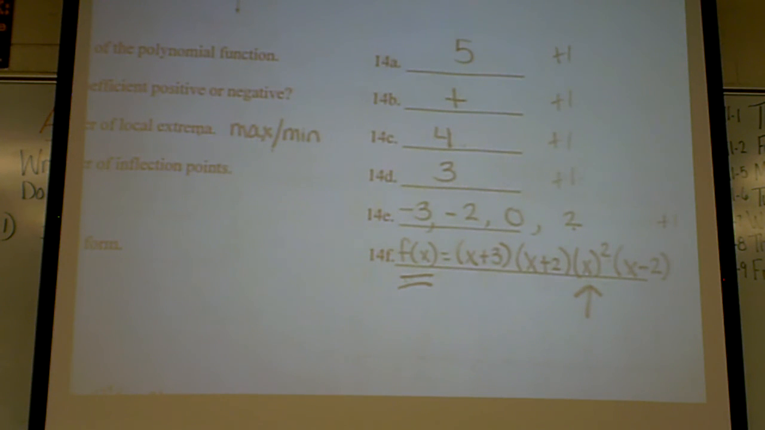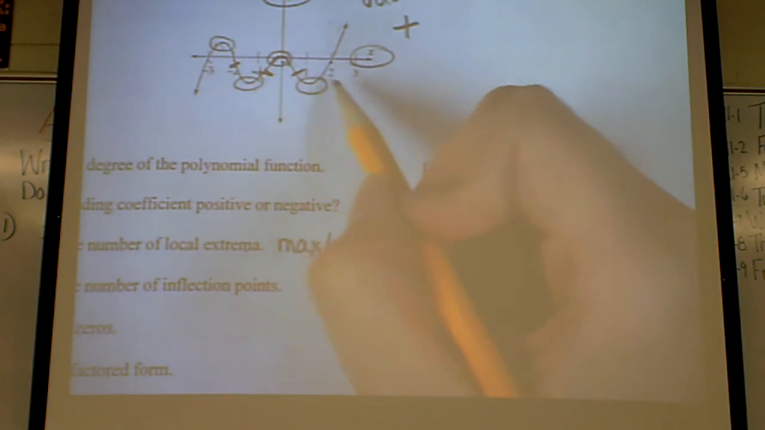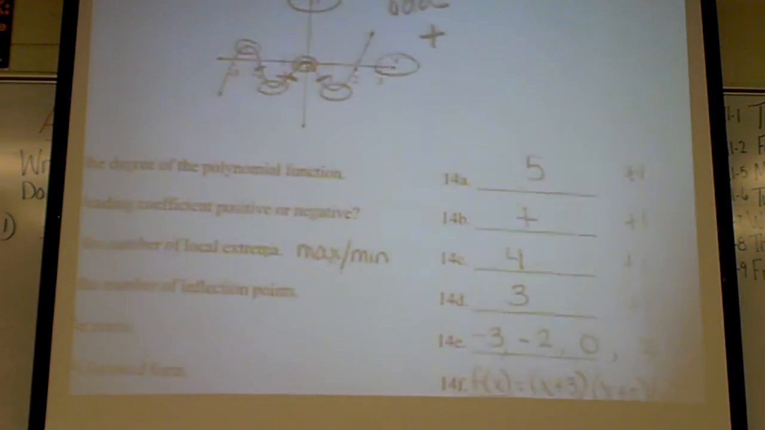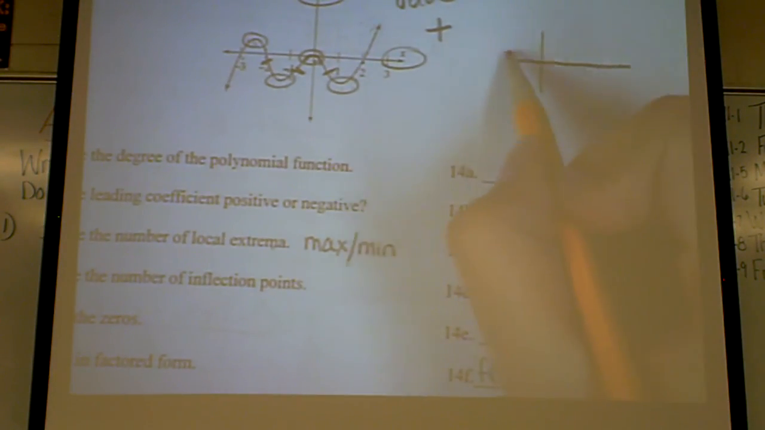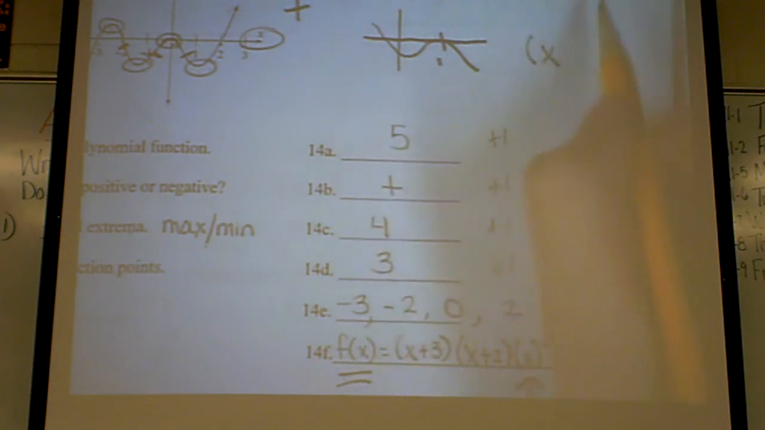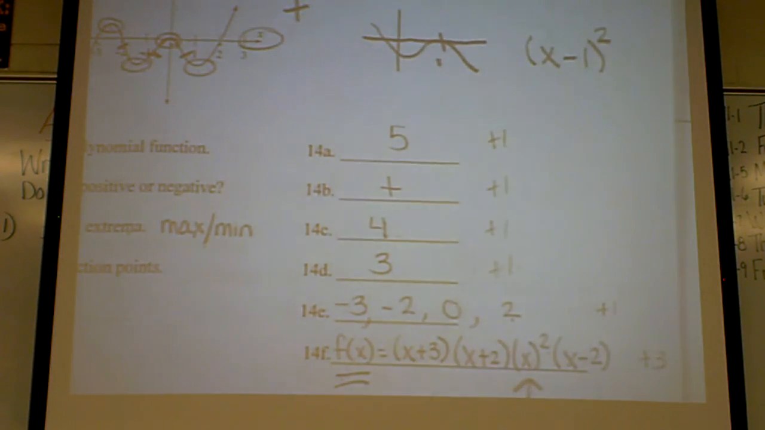What is your answer, Winston? It's touching the 1, so it'd be x minus 1 squared. If it was touching the 1, would it be x minus 1 squared? Yes. Yeah, so did everyone hear that? So if this was going like this, and this was 1 over here, you would write this as x minus 1, and it would be squared, because it's an even power.